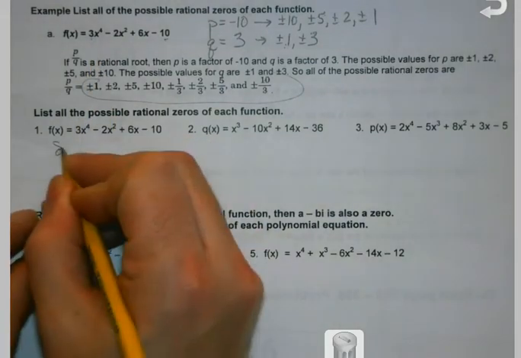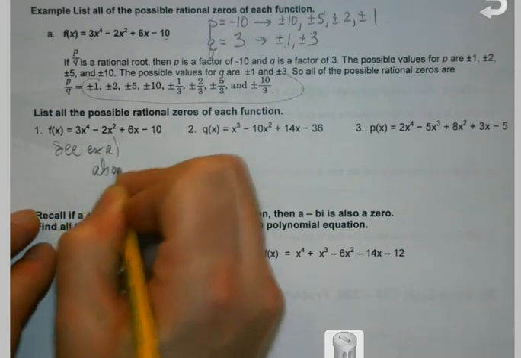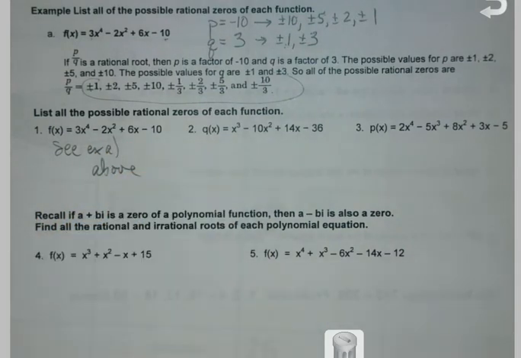So we're going to be smart. See example A above. Okay, that one's done. Number 2, I don't know what I was thinking when I did that. Must have been a little too cut and paste happy.